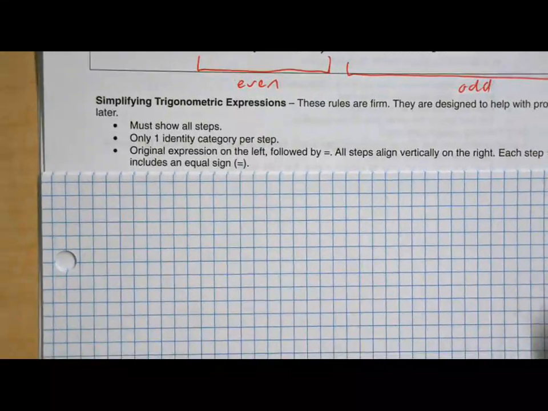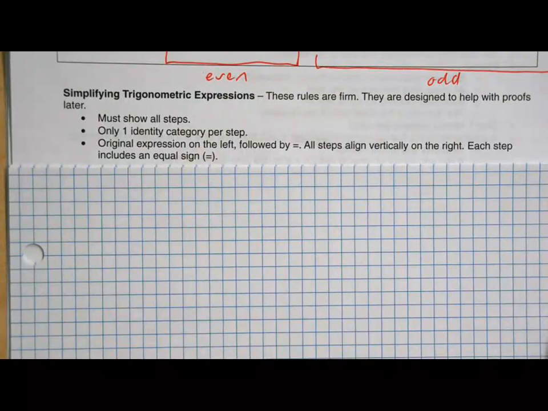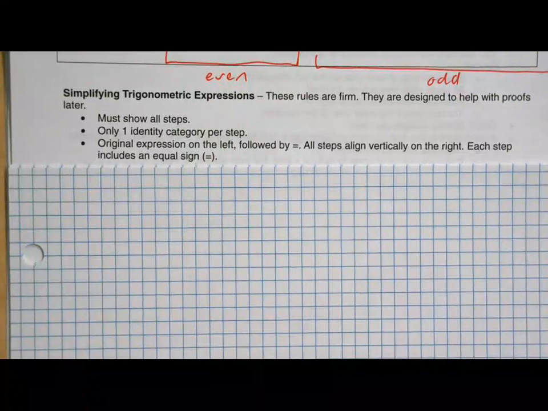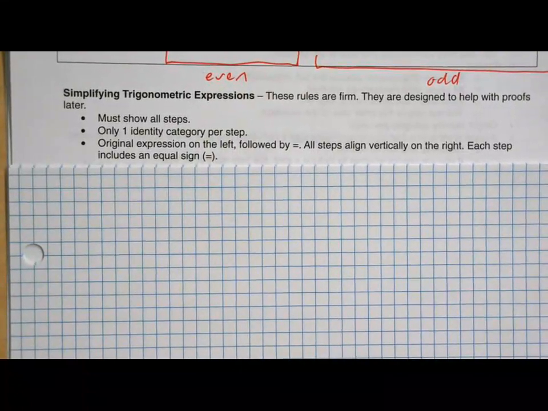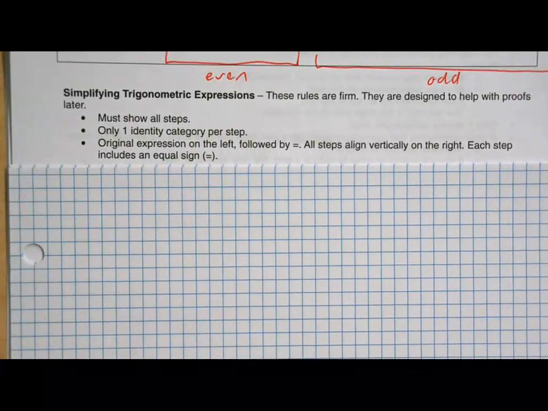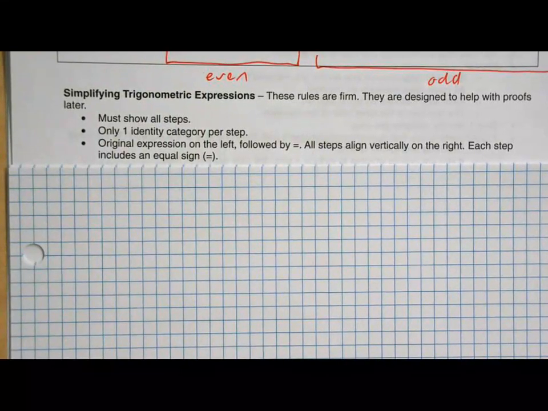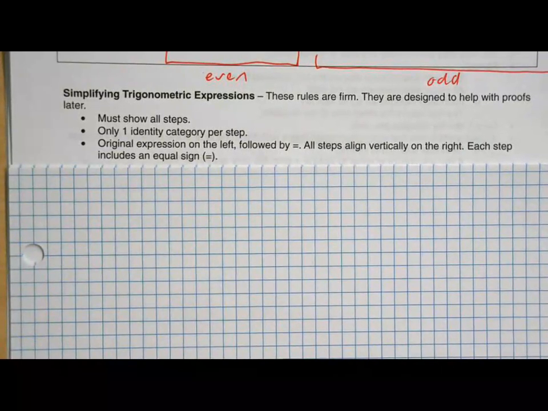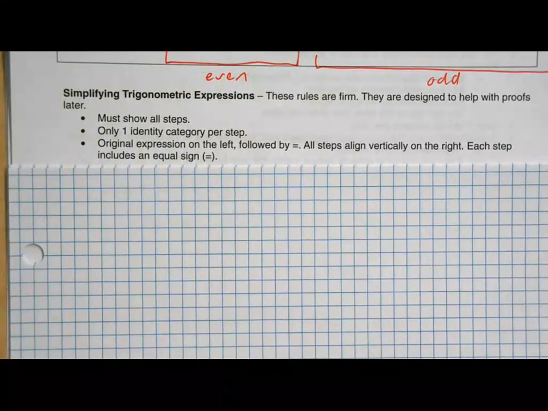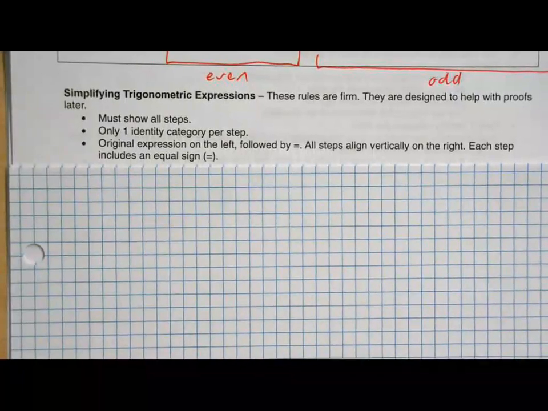When you're working these, the problem is going to give you an expression, not an equation, but an expression that has some trig stuff in it. Your job is going to be to simplify it as much as possible. Try and get it down to a single trig function. The rule is I need you to show all of your steps. So this is kind of like proof in geometry. The point is not to get to the answer as fast as possible. The point is to communicate clearly how you got from one step to another.